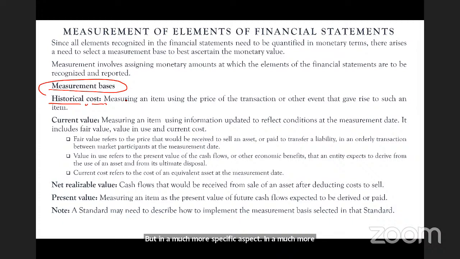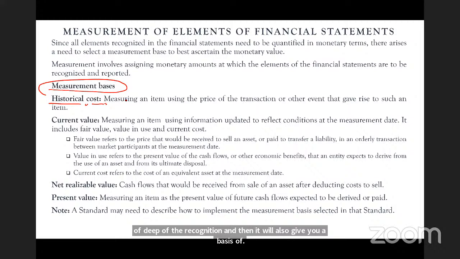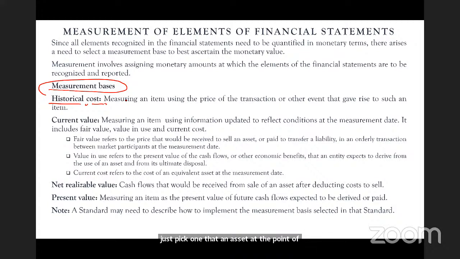It will give you a definition of that particular item. It will give you a basis of recognition and a basis of derecognition, and then it will also give you a basis of measurement. But it will not give you all of them. It will just pick one: that an asset at the point of acquisition must be included in the entity's records at historical cost, full stop. Because it doesn't need to give you all these. These are given by the framework, so that when you're coming up with a standard, you pick from them.